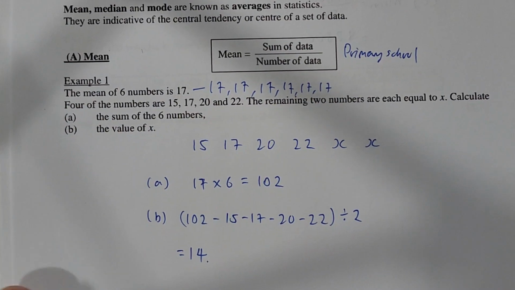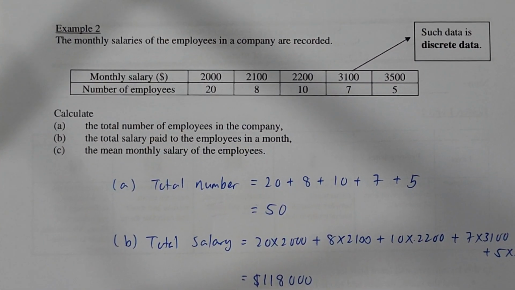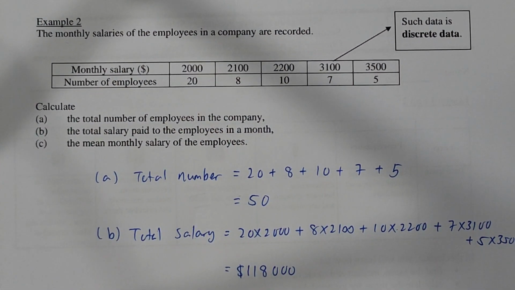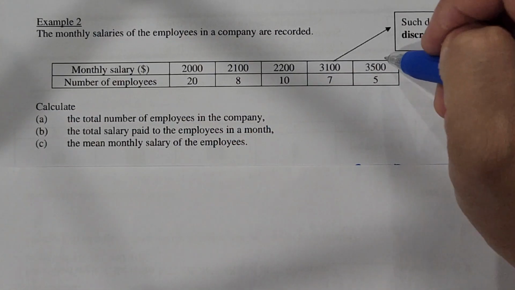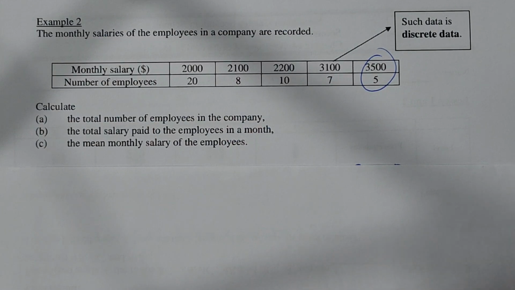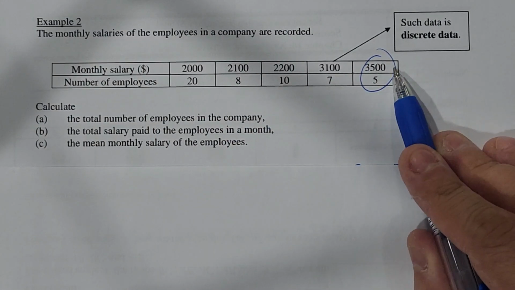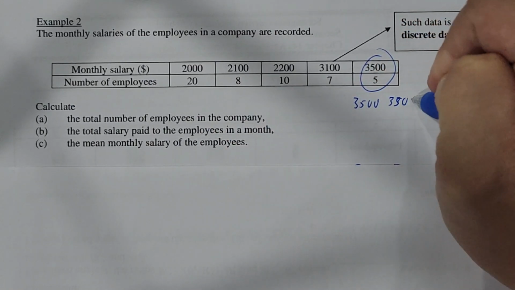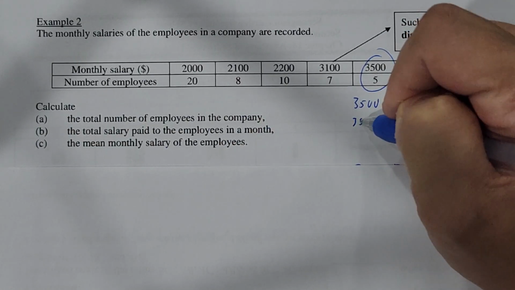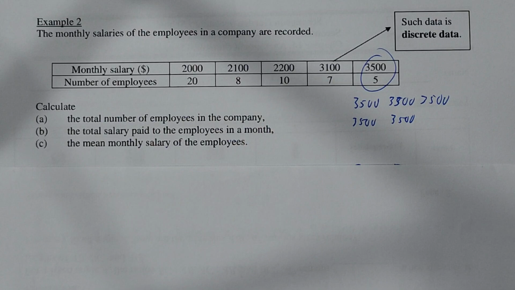That's just a very quick warm up of what a mean is. Now if you turn over to the second page, example 2. Over here, this is basically discrete data; they group them together. Before I go into the question, what does this table mean? It means there are 5 people earning 3,500. You can think of it as 3,500, 3,500, 3,500, 3,500, and 3,500.